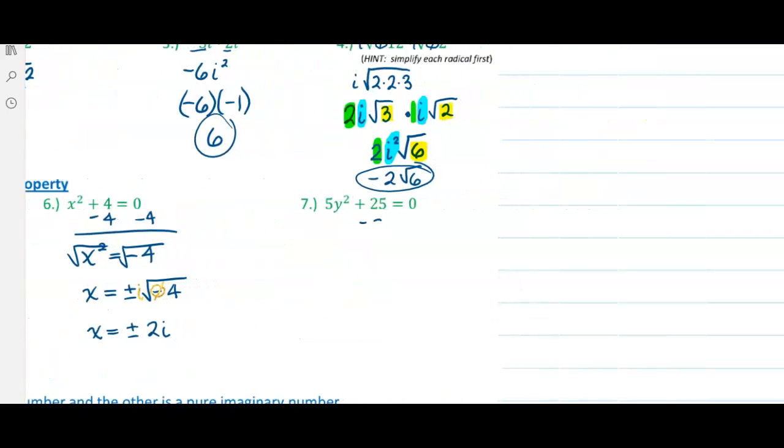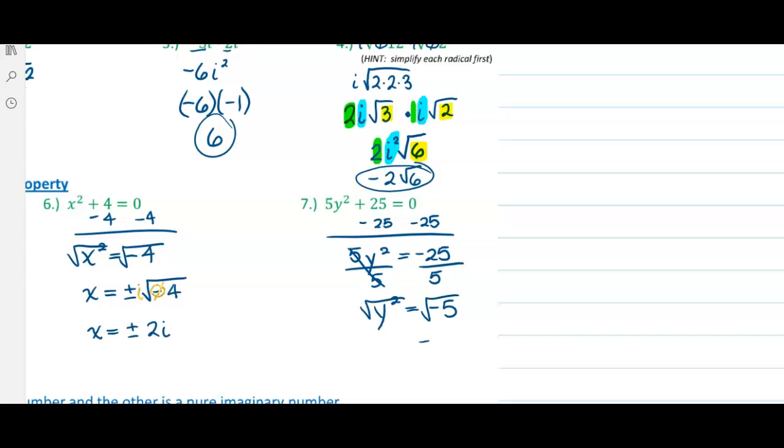For this last one, we'll subtract 25 from both sides. 5y squared is negative 25. We can divide by 5. y squared is negative 5. I can take the square root of both sides, which gives me plus or minus radical negative 5, and just y on this side. But I'm going to take this negative out and make it an i. y equals plus or minus i radical 5. I cannot simplify radical 5, so that's just my final answer.